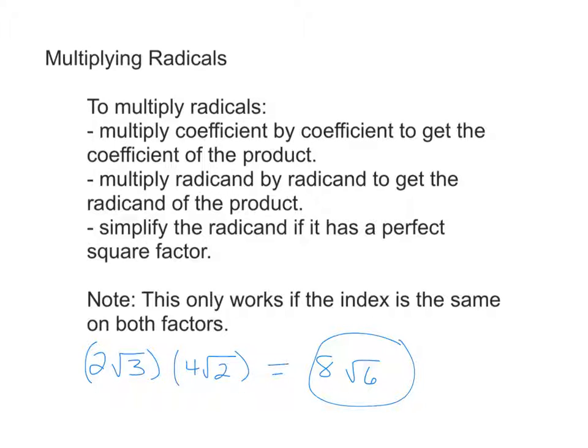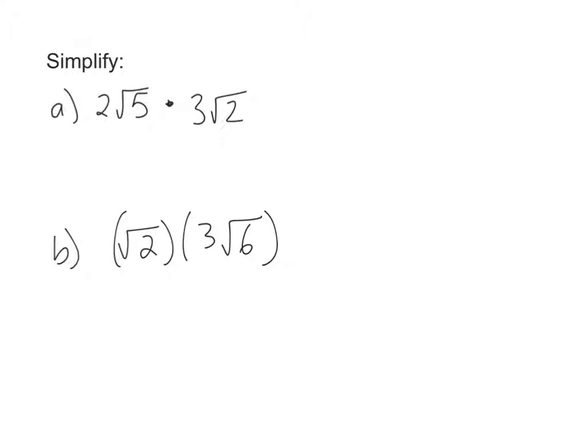Wait, what happens if it's a perfect square? If there's a perfect square factor, or this is a perfect square inside the square root sign, then you need to simplify. And we'll look at a couple where that happens. So here's one, 2 root 5 times 3 root 2. Super easy, 2 times 3, 6, 5 times 2, 10, done. There's nothing there to simplify. 10 does not have a perfect square factor, so it's done.